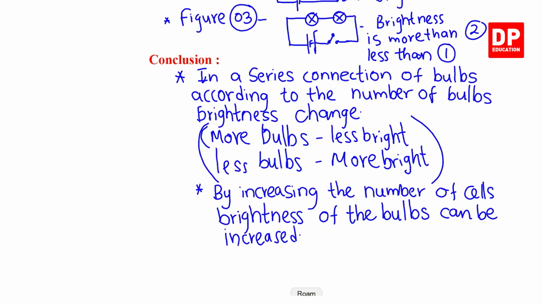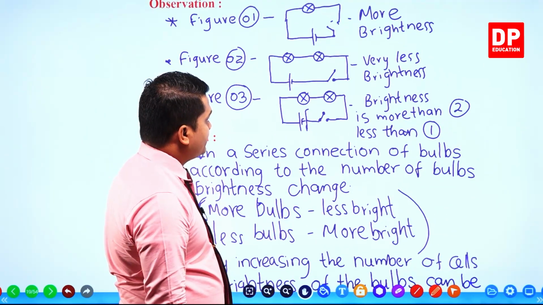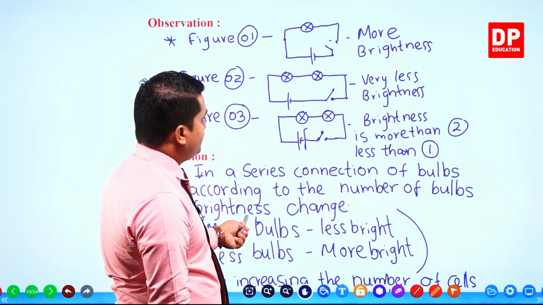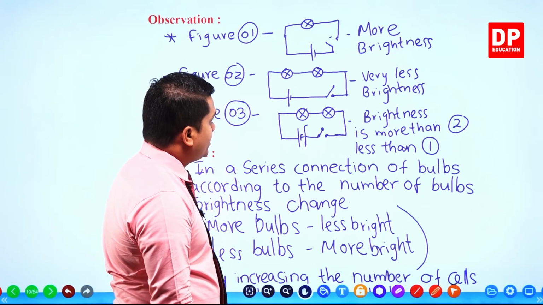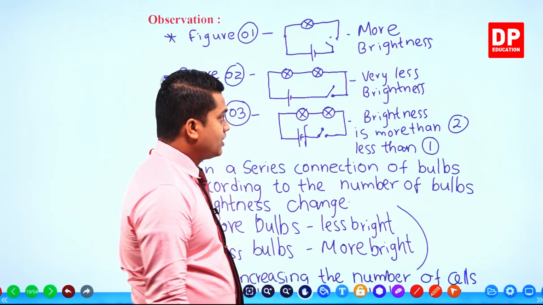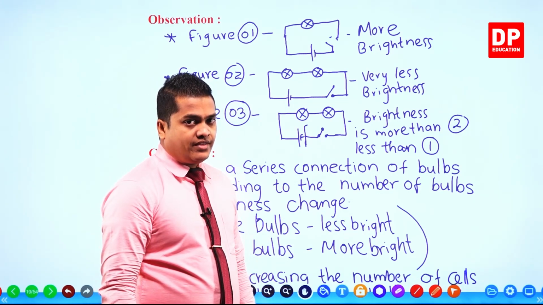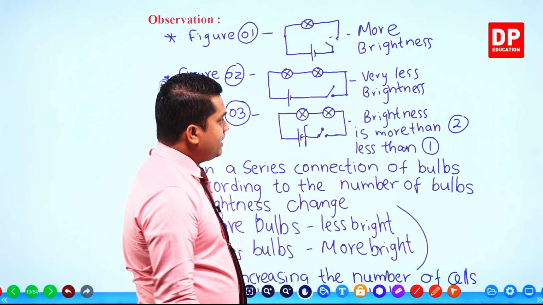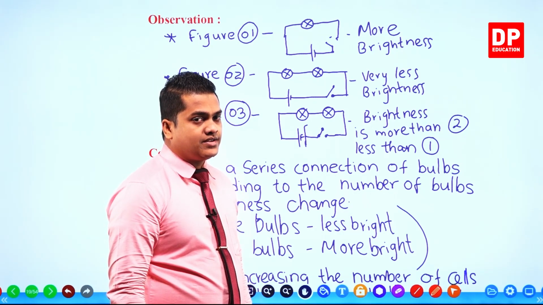Right. So once again, let's see what our observations were. They were quite simple. In the first circuit, when you turn it on, more brightness is given out from the bulb. Then in the second figure, when you connected two bulbs together in a series connection with just one dry cell, very little brightness is given.